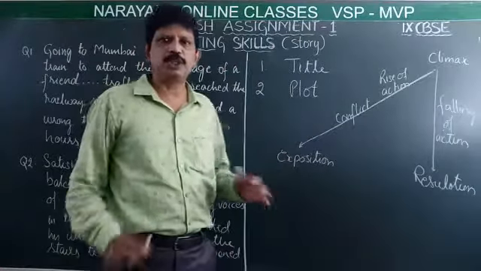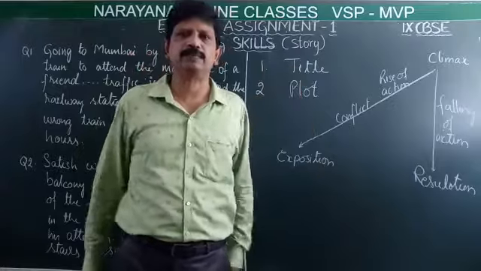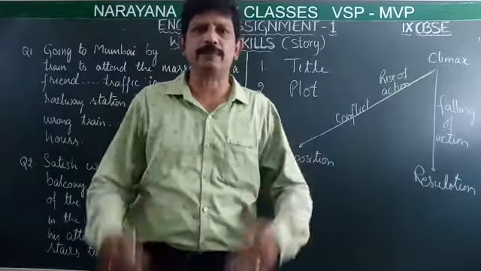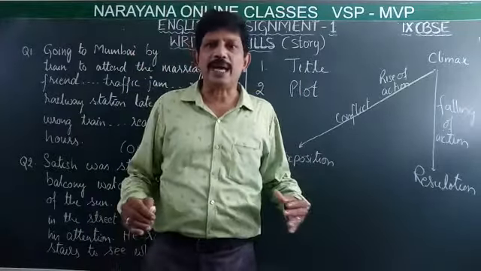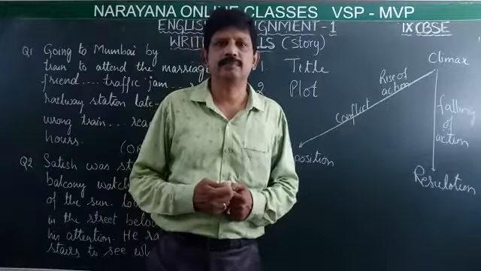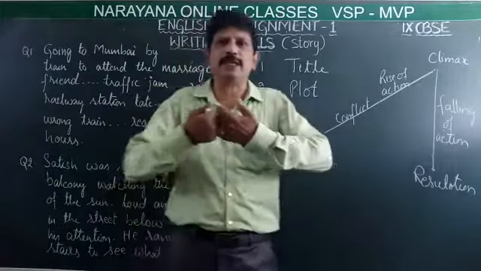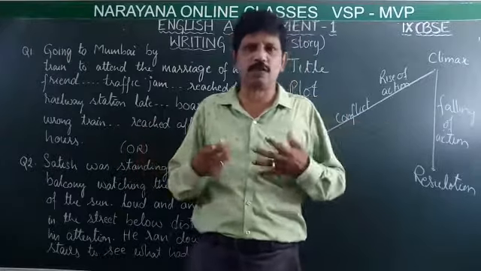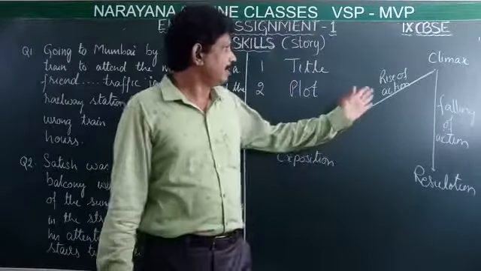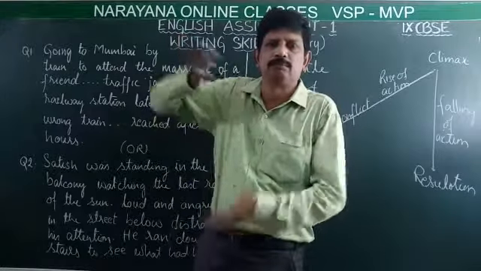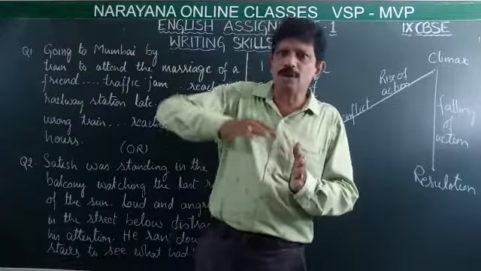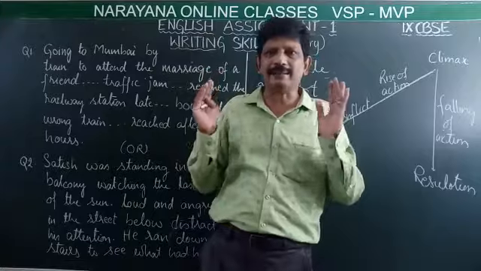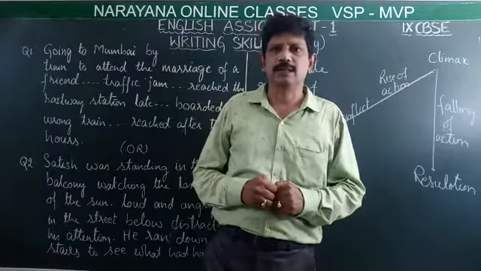First of all, the exposition: the introduction part, how you are getting into the story, how you are going to arouse interest. Next, conflict. There should be a conflict: man versus man, man versus nature, etc. Then the rise of the action. You should arouse interest. You should attract the readers.